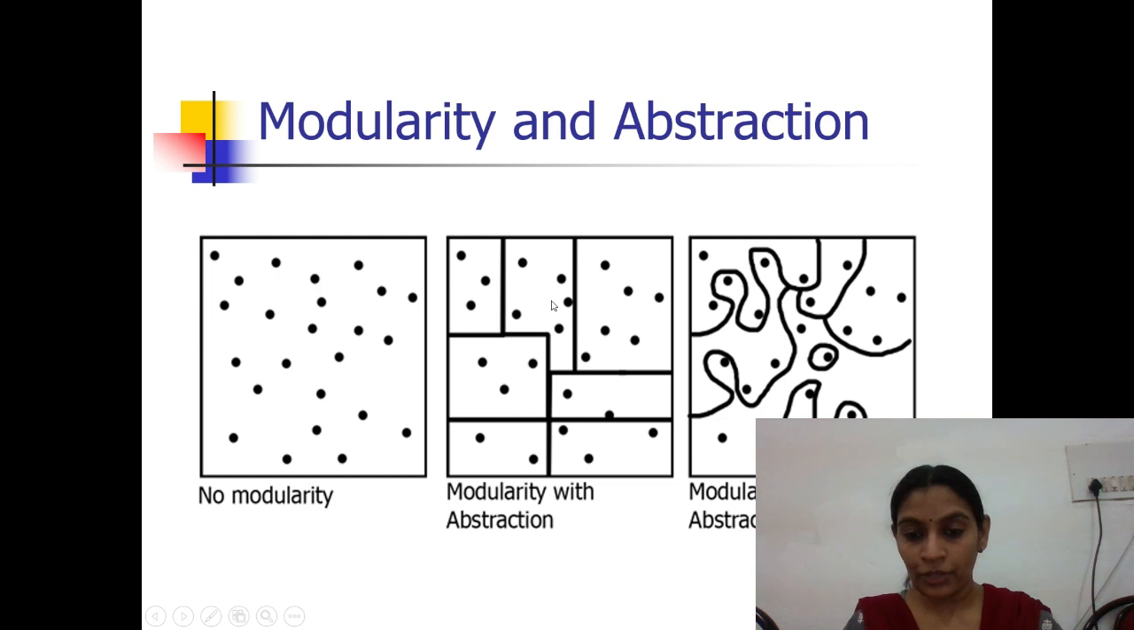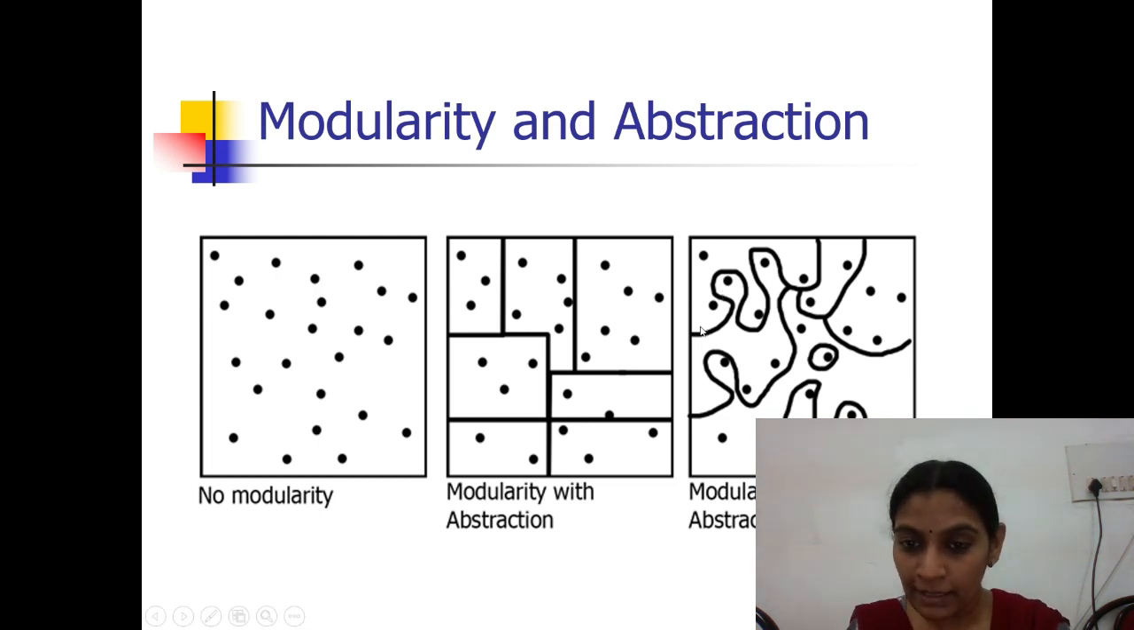So I'll come to abstraction. First, we will try to understand what is modularity, and then we will come back to abstraction. So I'm just going to the last picture, that is modularity without abstraction. So I'll try to differentiate what is modularity with abstraction and without abstraction. So here also you can see, it's not as simple as the second module. We are grouping components together.